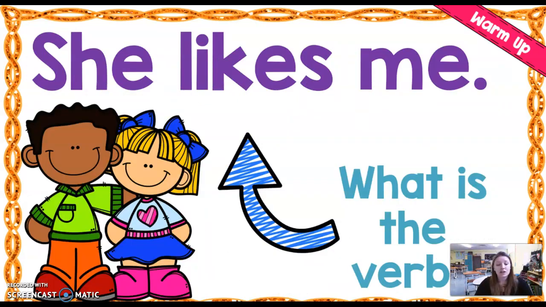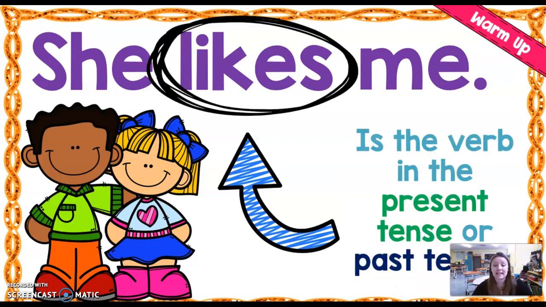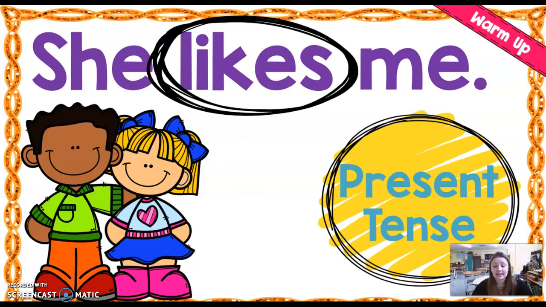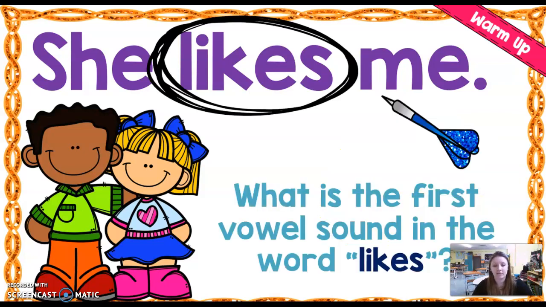Very good. She likes me. What's the verb here? The verb is likes. Nice job. Is the verb present tense or is the verb past tense? Is it happening right now or did it already happen? She likes me. You can use that ending as a clue. Likes is present tense. It's happening right now. She likes me right now.